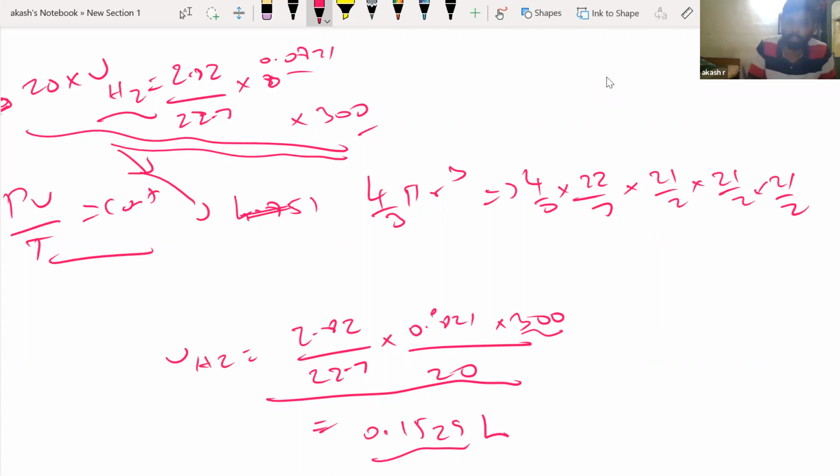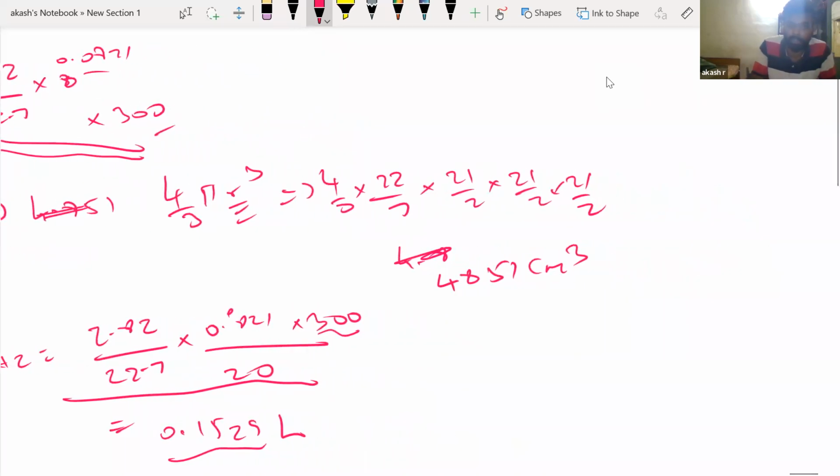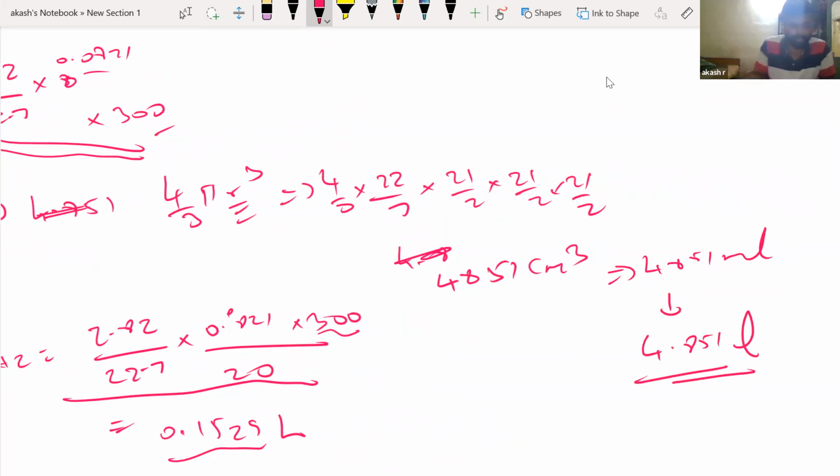So this would be 4851. This will be in centimeter cube, because our diameter is given in centimeters. That is nothing but 4851 ml, which would be 4.851 liters. That is the volume.